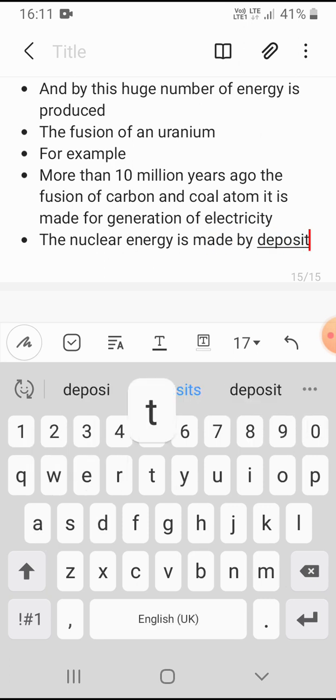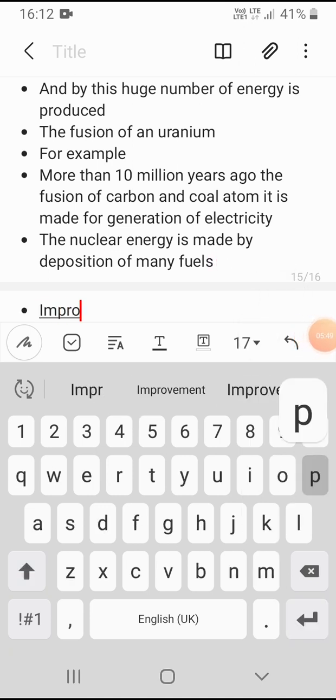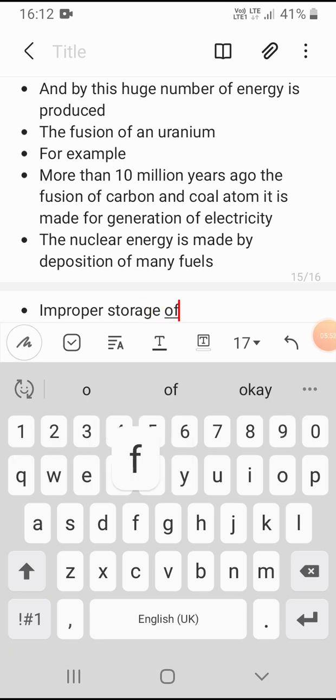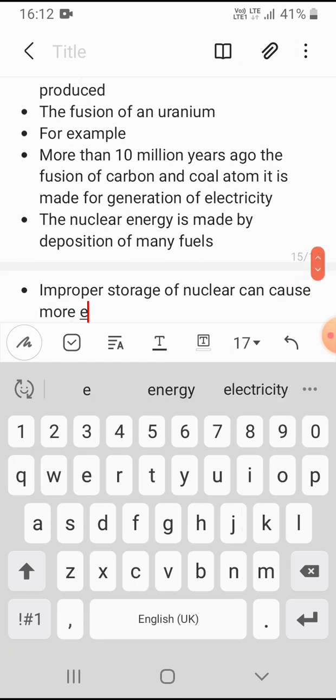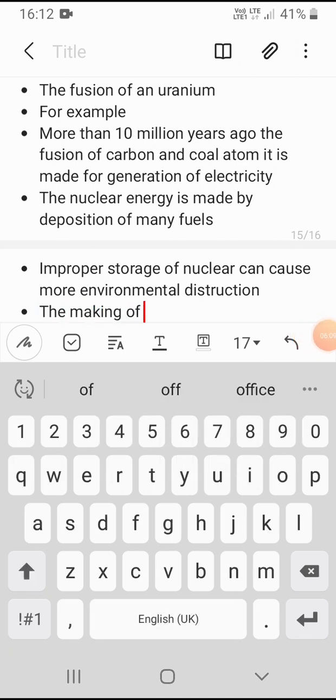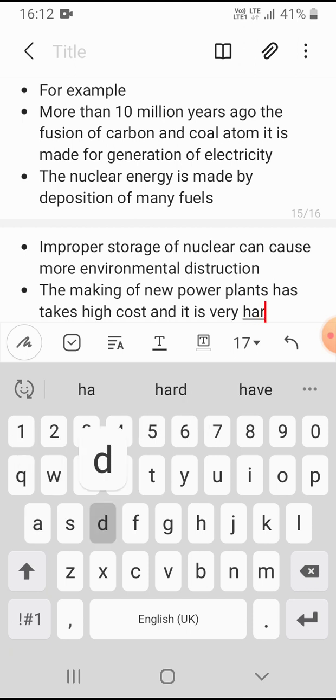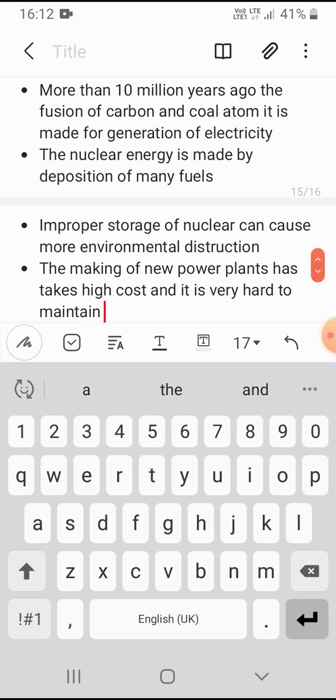the deposition of many fuels. So improper storage of nuclear waste can cause more environmental destruction, so we should preserve it correctly. The making of nuclear power plants takes high cost, and it is very hard to maintain.